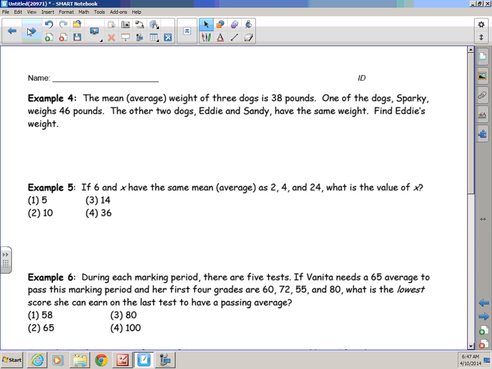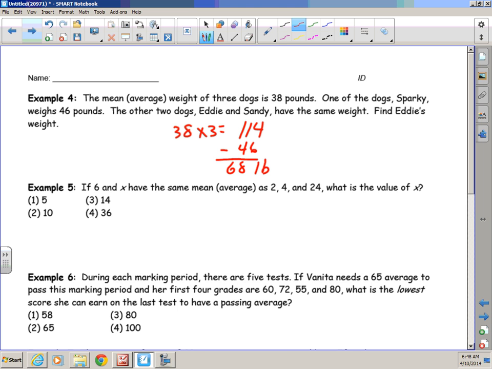The average for 3 dogs is 38 pounds. One of the dogs weighs 46. The other 2 have the same weight. Find Eddie's weight. Okay, again, if the average is 38, that means the 3 dogs weigh 114 pounds in total. If Sparky is 46, that means the other 2 dogs have to weigh 68 pounds. Eddie and Sandy have the same weight, so that means Eddie and Sandy are 34 pounds each. Okay? Again, it can be done algebraically. You do 46 plus x divided by 3 equals 38.